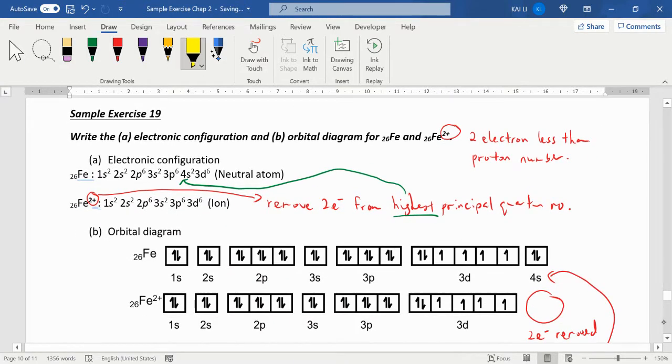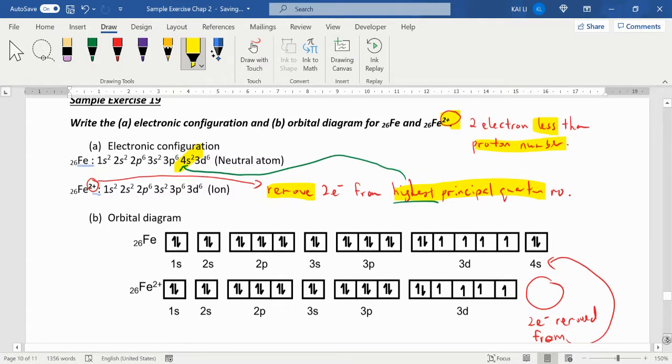Now this part I would like to highlight on cation. If you see 2 positive, it means there are fewer electrons than the proton number. So when removing electrons, we start from the highest principal quantum number, which means we take away 4s2 first, starting from the 4s orbital, not from 3d.